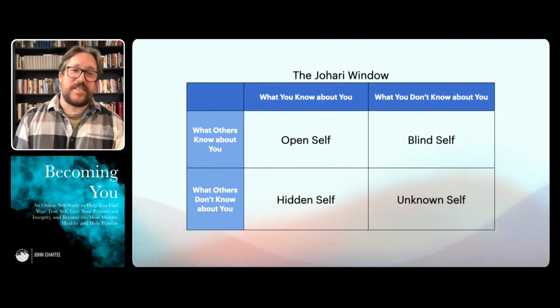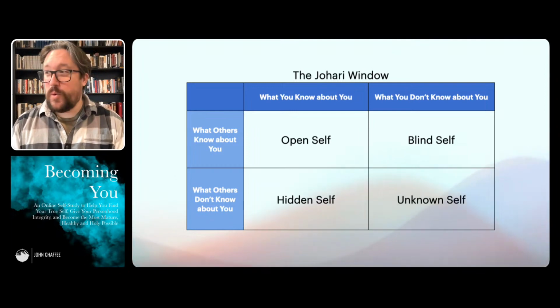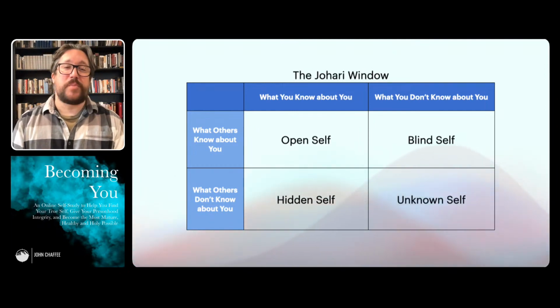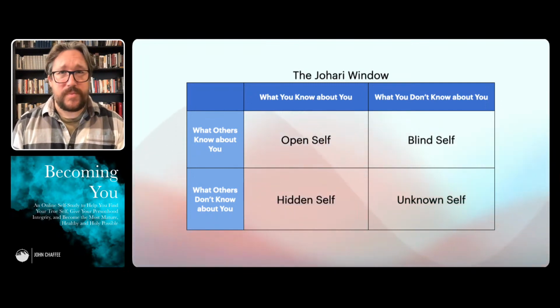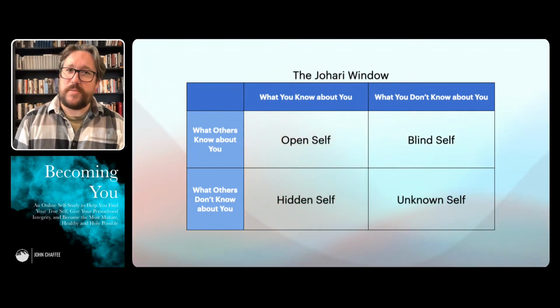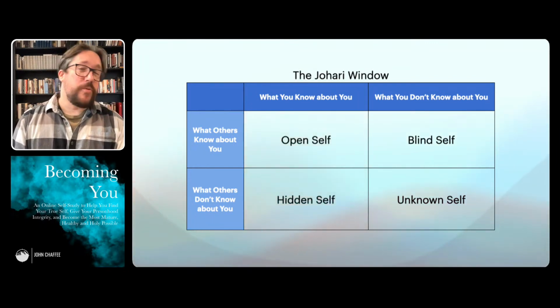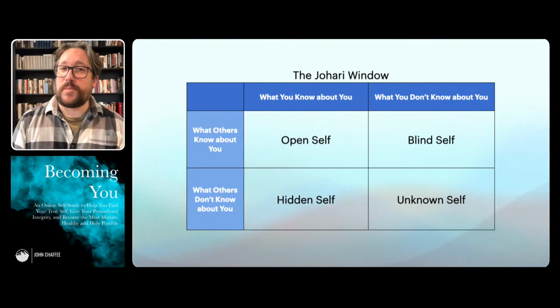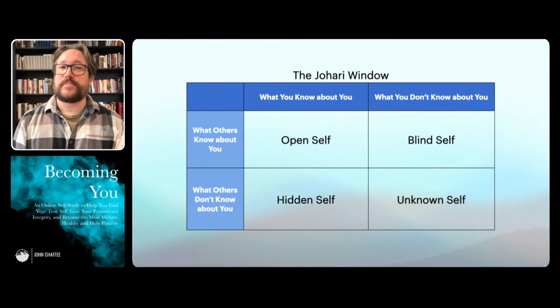Next up is the hidden self. It's what we know about ourselves, but other people don't know about us. The hidden self is all the information that we maybe feel vulnerable about. This is our precious information. These are things that we want to keep hidden. They could be successes or failures, but relatively it's just things that people don't know about us.